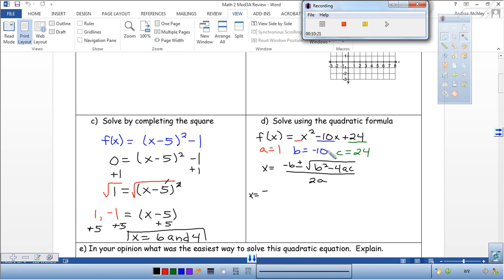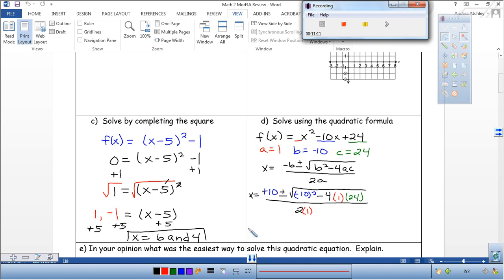when I have a negative and I plug a negative into it, it becomes positive 10. And then I get plus or minus the square root of negative 10 squared minus 4 times 1 times 24. And it's all over 2 times 1.